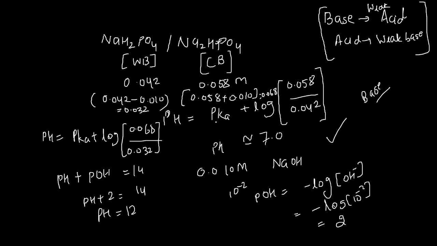Now if you calculate the pH at the pKa of this buffer, it will be around 7.2. So instead of 12, the pH is only changed to 7.2. So that is the reason this particular solution, NaH2PO4 and Na2HPO4, works like a buffer, because it resists any change in the pH.